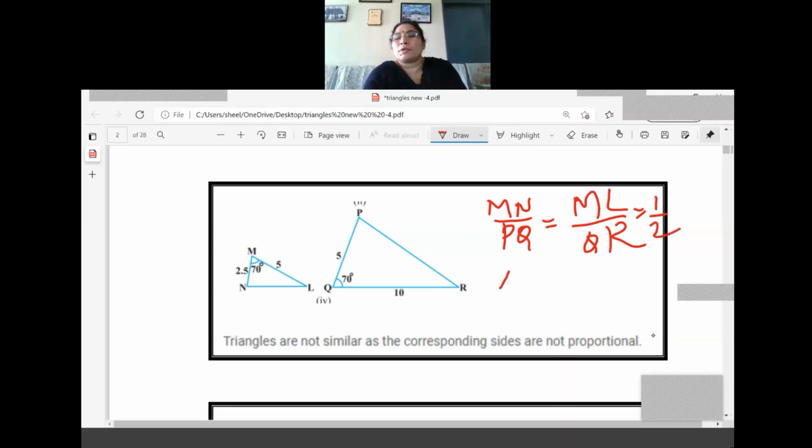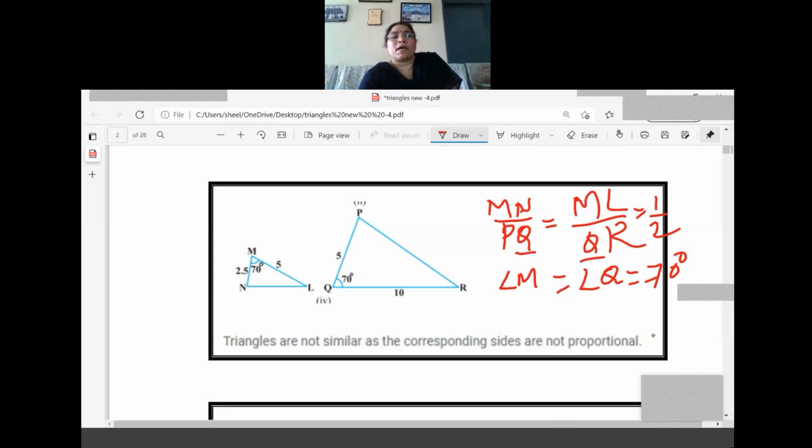Next, what is the case? Angle M is equal to angle Q. So SAS is possible here. So it is equal to 70 degrees only. Now see that MN and ML we have taken as the sides. MN by PQ we have taken and ML by QR we have taken. So for M we have the congruency, the common letter is Q only. So for M it should be Q.